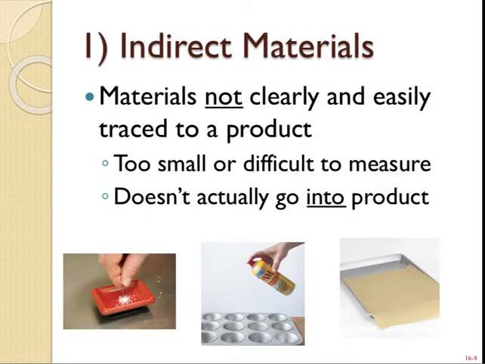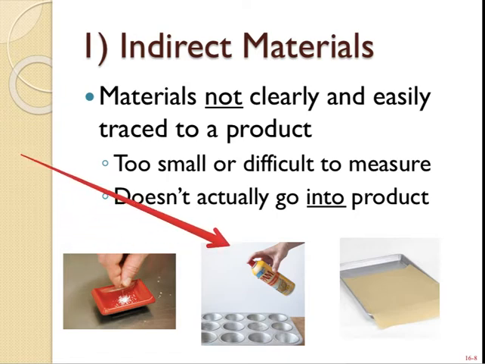Okay, so indirect materials are materials that are not clearly and easily traced to a product. And really, that means that either it's too small or difficult to measure, or it's a material that doesn't actually go into the product. So let me give you some examples of that. Sometimes in recipes, I don't know how much you guys cook, but if you're reading a recipe, it'll ask for a pinch of salt. But how much is a pinch of salt? How do I even measure that? Okay, in that case, the amount is so small that it makes it difficult to measure.